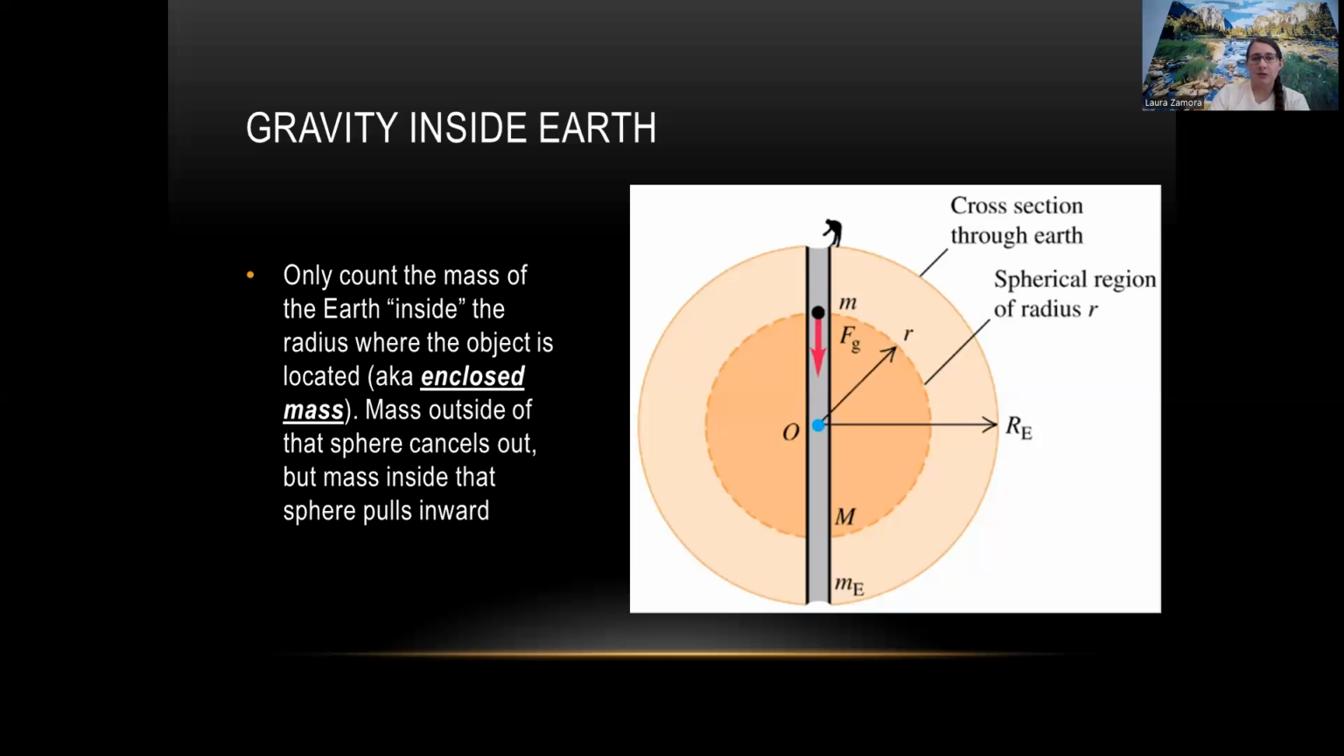So the mass that's outside of that sphere will kind of factor out of the equation, cancels out. But the mass inside of that sphere, that enclosed mass, is what pulls that object inward towards the center. And so you can see as that object gets closer and closer to the center, that enclosed mass gets less and less and less.